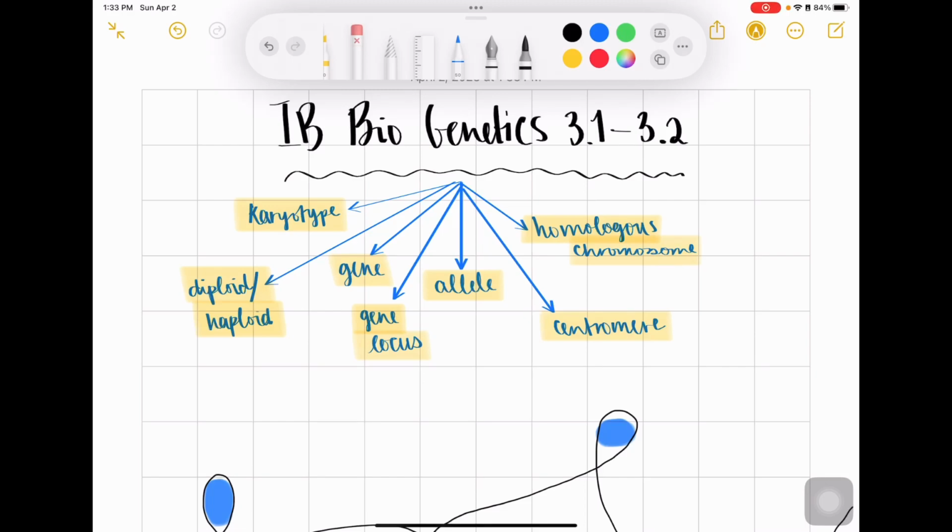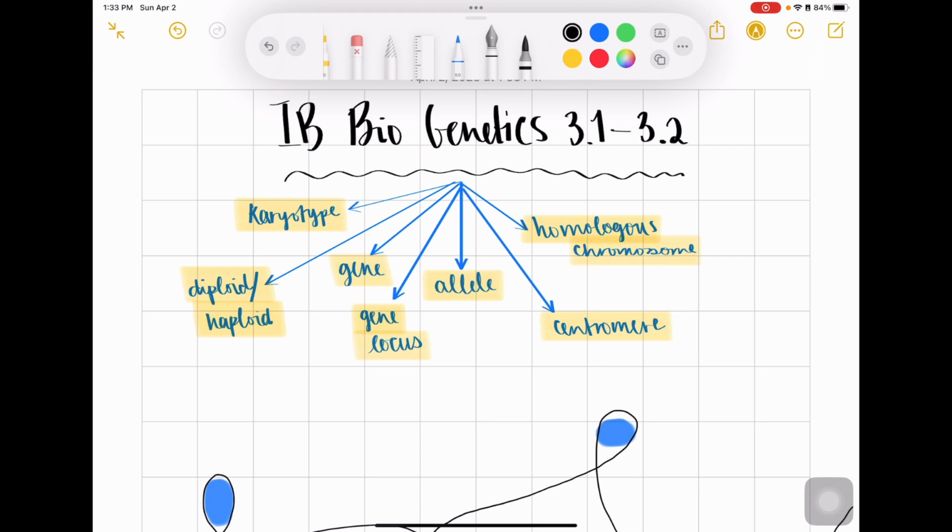Hi guys! So today we're going to be talking about chapters 3.1 and 3.2 of topic 3, which is genetics in bio. So first, we're going to talk about a few keywords that you're going to need before going on your test, which are going to be karyotype. We're going to see that later.